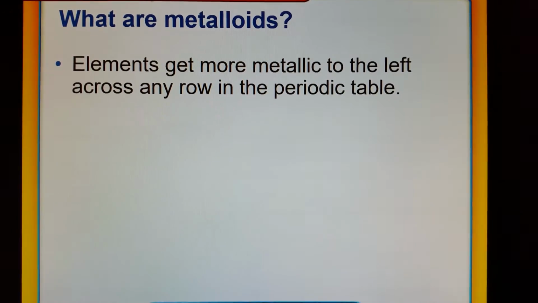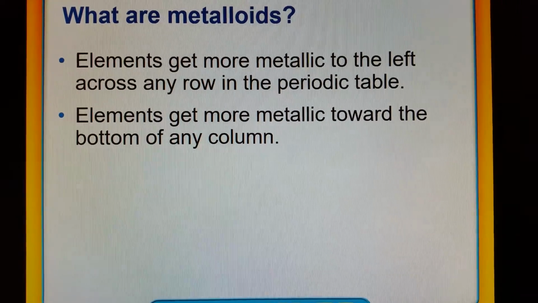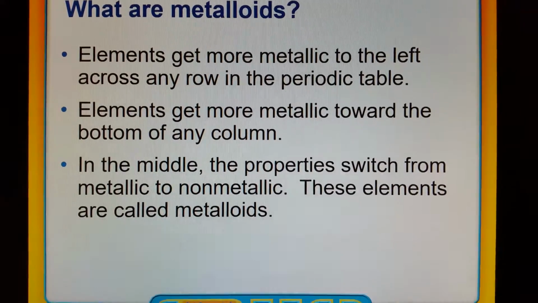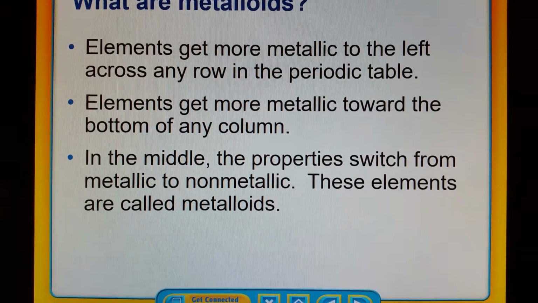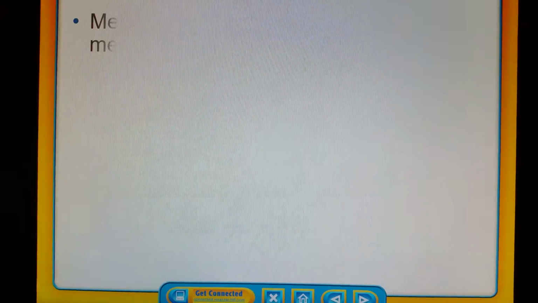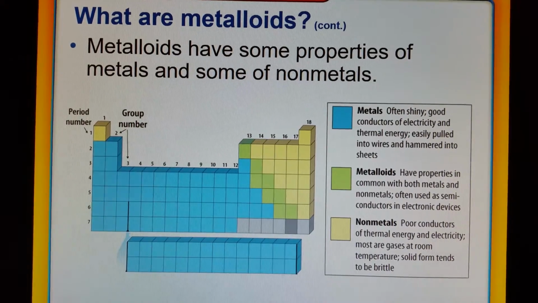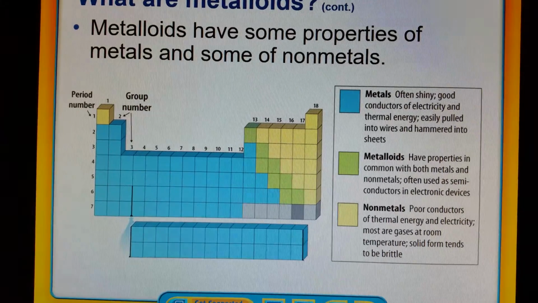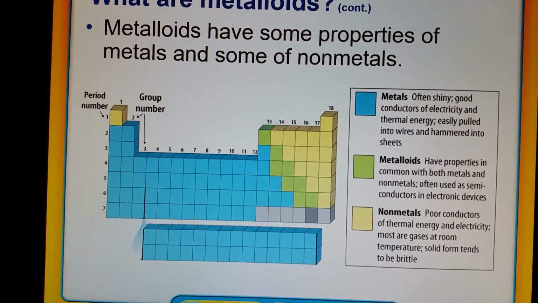Elements get more metallic to the left across any row in the periodic table. Elements get more metallic towards the bottom of any column. And in the middle, the properties switch from metallic to non-metallic. These elements are called metalloids. As you can see right here, our metalloids are in the green. All the elements in the green color have some of the properties of metals and some of the properties of nonmetals.